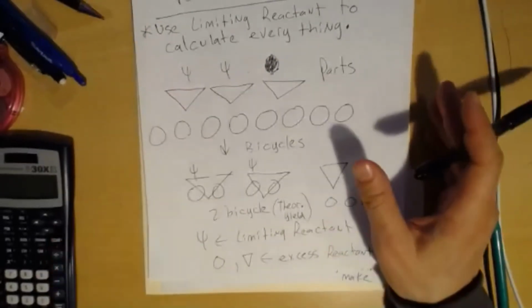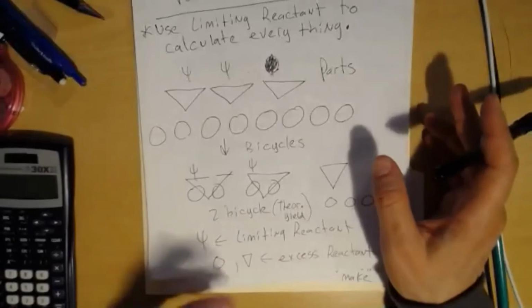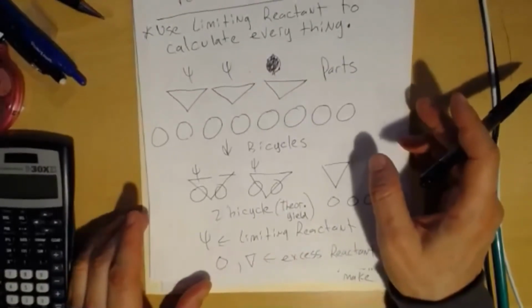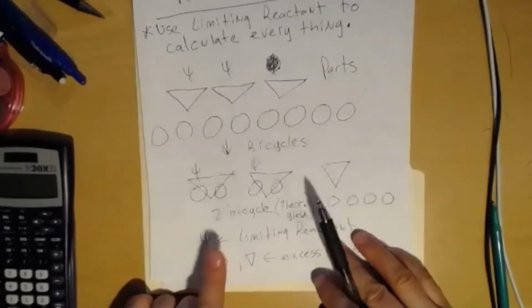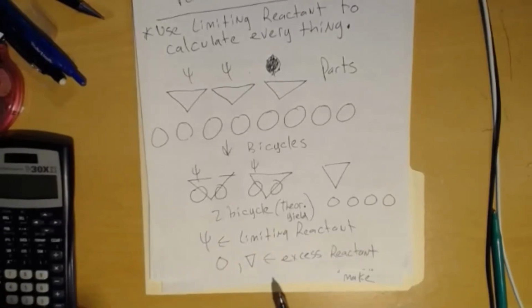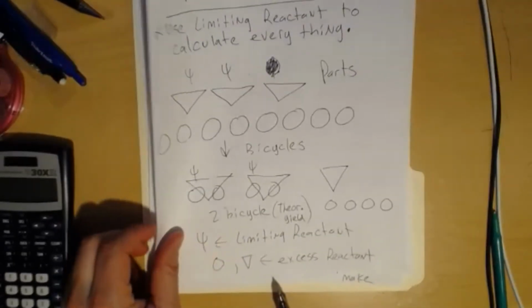But at best I could make 2. I can't make 3. I don't have any. I ran out of handlebars. My limiting reactant is gone. I can't make any more than 2. Okay.